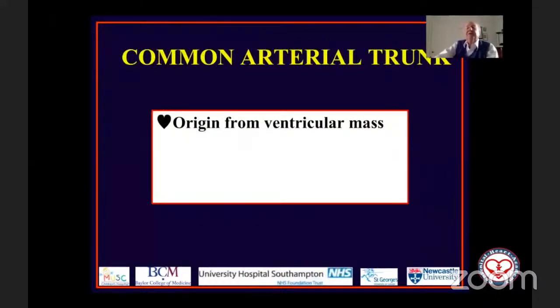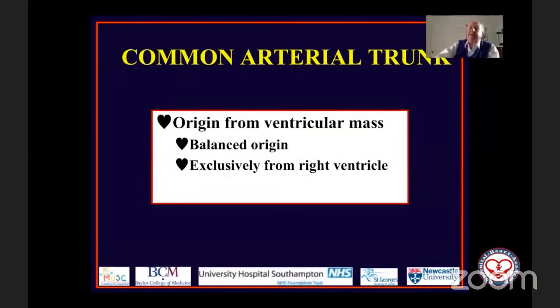But let's move on and let's look at some other of these variants. Origin from the ventricular mass. In the majority of the hearts that you've been looking at so far, there has been a balanced origin. But in some instances, as in the heart I just showed you with atrioventricular septal defect and common arterial trunk, the common trunk can arise exclusively from the right ventricle. On the other hand, it can arise exclusively from the left ventricle. That makes it easier for the surgeon because then he can close that existing channel between the right ventricle and the common trunk. Of course, then reattaching pulmonary arteries to the right ventricle.